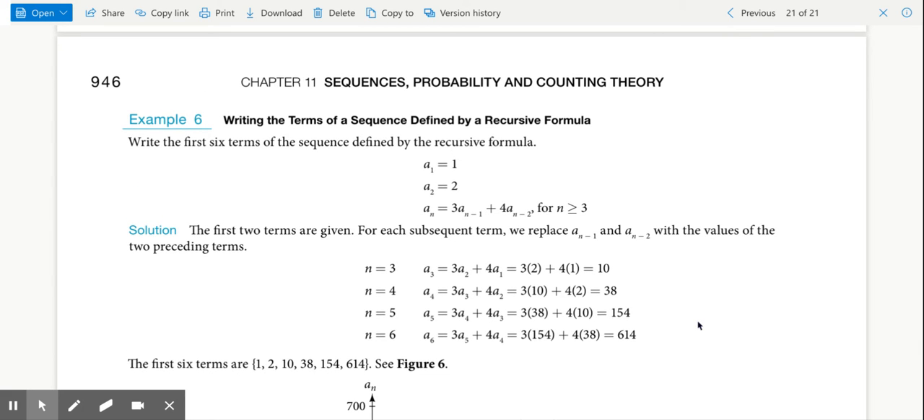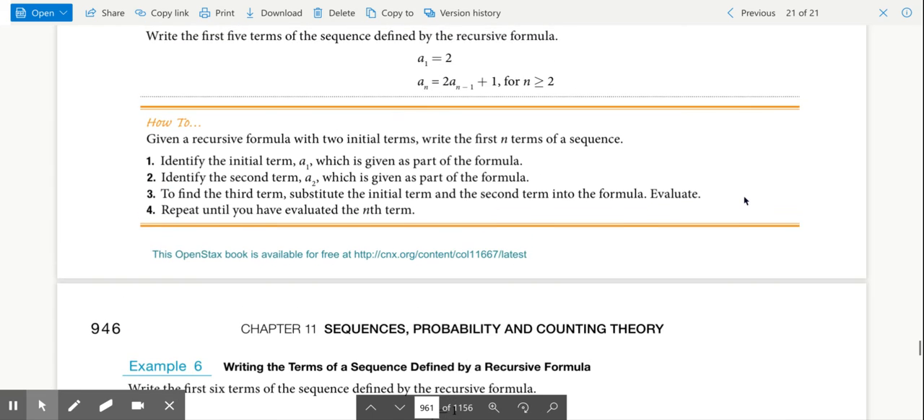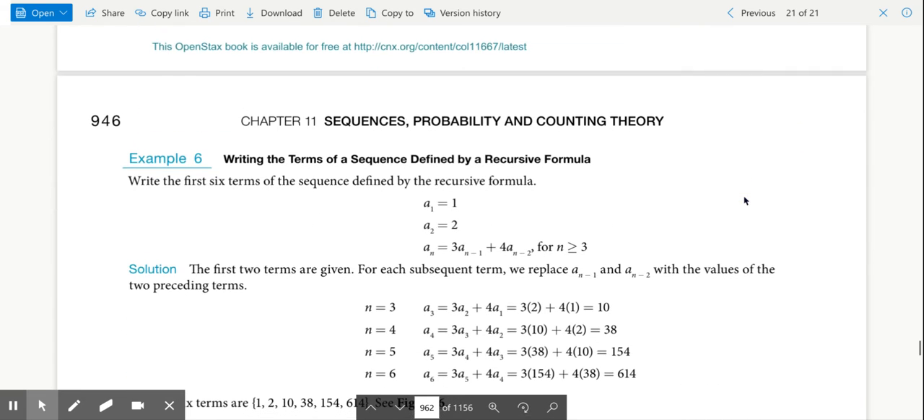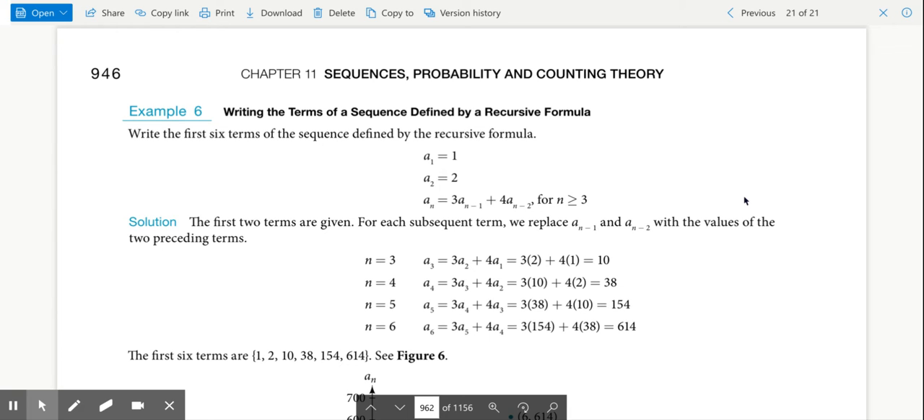For explicit formulas, we said, okay, those are powers of 2, so my explicit formula is 2 to the n. My recursive formula would be 2 times a n minus 1, 2 times the previous term, because you're multiplying by 2 each time.